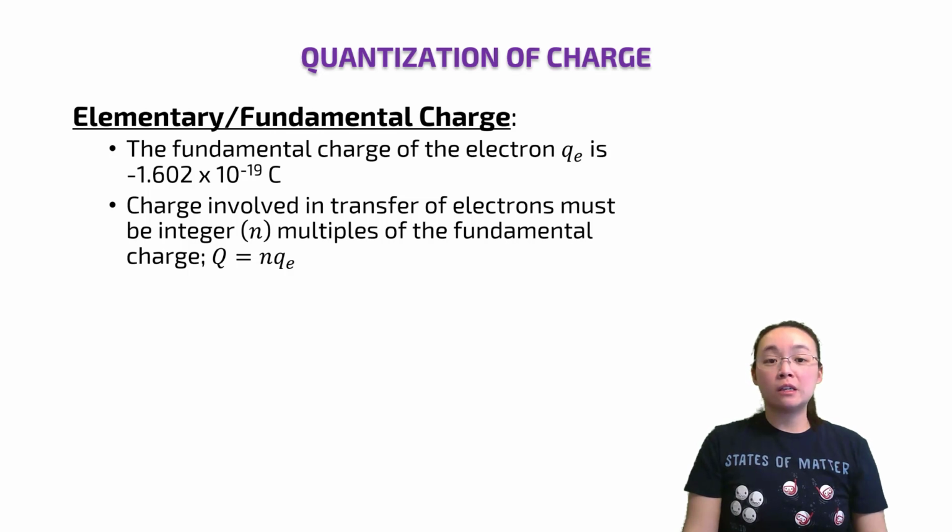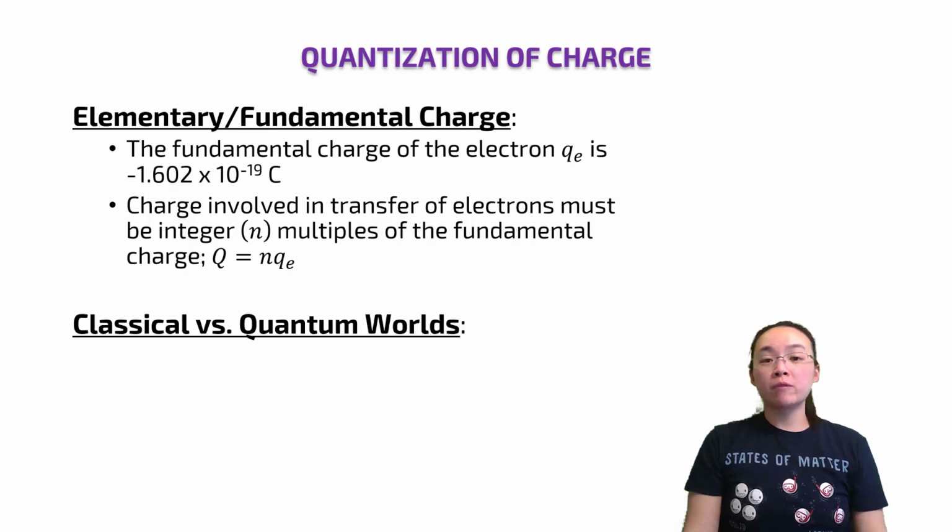So as you can see here, the total charge, capital Q, is going to be equal to the number of electrons times the fundamental charge of each electron. So do we have to worry about this at all? We just want to go through a comparison between the classical and quantum worlds.